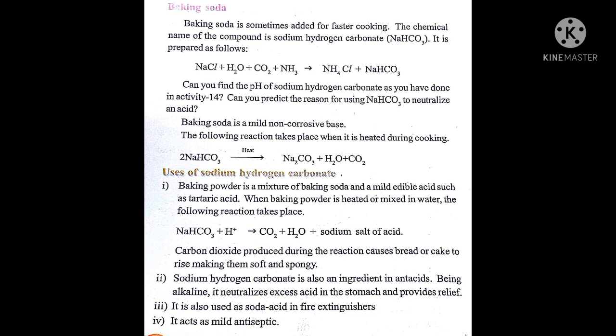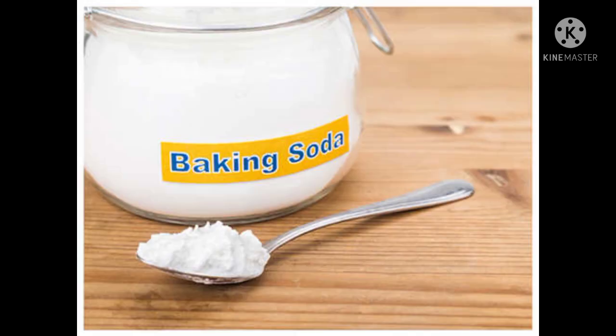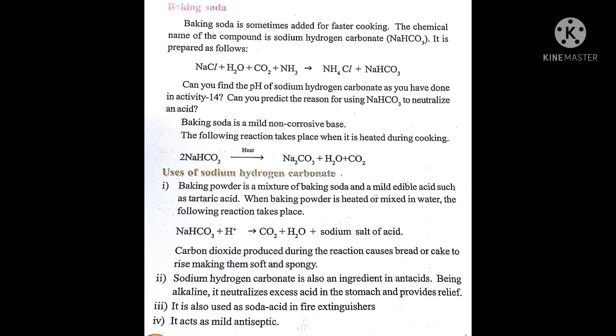Children, we regularly see baking soda used in our households. Children, did you know about baking soda? Yes, we hear regularly about baking soda because it is used for faster cooking. Okay, let us discuss some important points of baking soda. Baking soda formula is NaHCO3. Its chemical name is sodium hydrogen carbonate. It is a mild non-corrosive base.